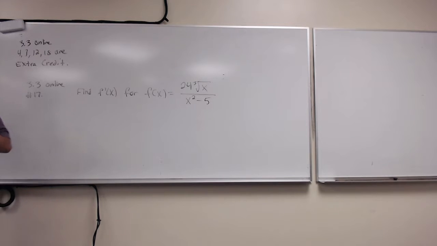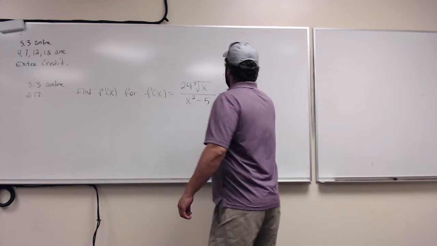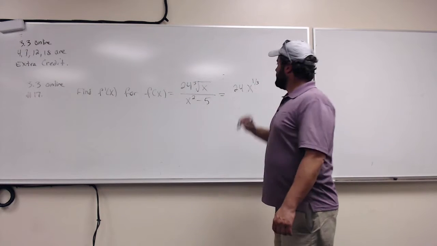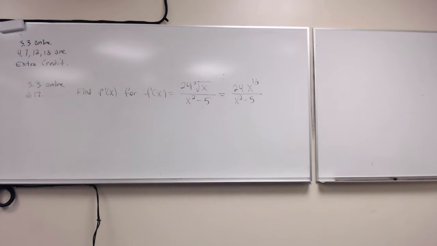Okay. So, you might have remembered me saying this earlier, but in calculus, radicals are almost never helpful. So what you should do is always convert a radical to fractional exponent form first. So this would be 24, and the cube root of x is the same as x to the 1/3. And then you'll have an x squared minus 5 on the bottom. And we'll go through the simplifying part too, since they want you to. So first write it in fractional exponent form.